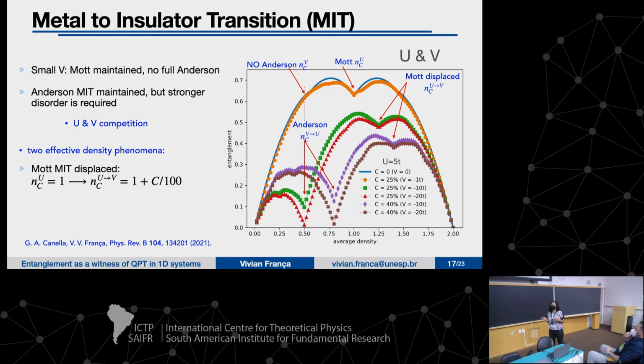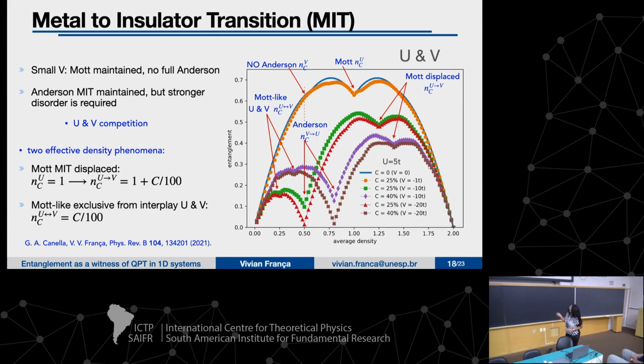So essentially, while in the original MOT you have n equal to 1 in the entire chain, now in the presence of the disorder, this happens only in a part of your chain. In this case, since V is attractive, that happens in the non-impaired sites. And we also see a similar effect here. In this case, it's very small, but this decreasing of entanglement here is also related to this effective density phenomenon. However, it is happening in the impaired sites.